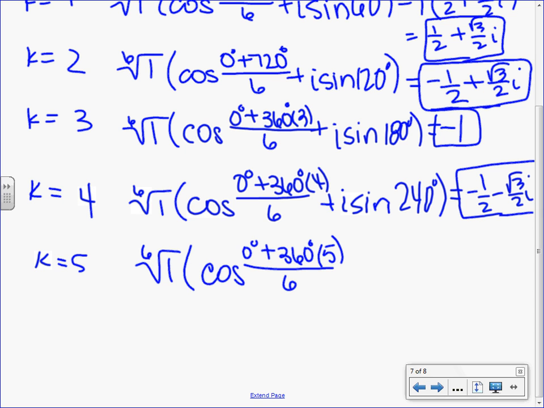Okay, what's our angle when k is 5? Okay, our angle when k is 5 is 300, so we have 1/2 minus radical 3 over 2i.